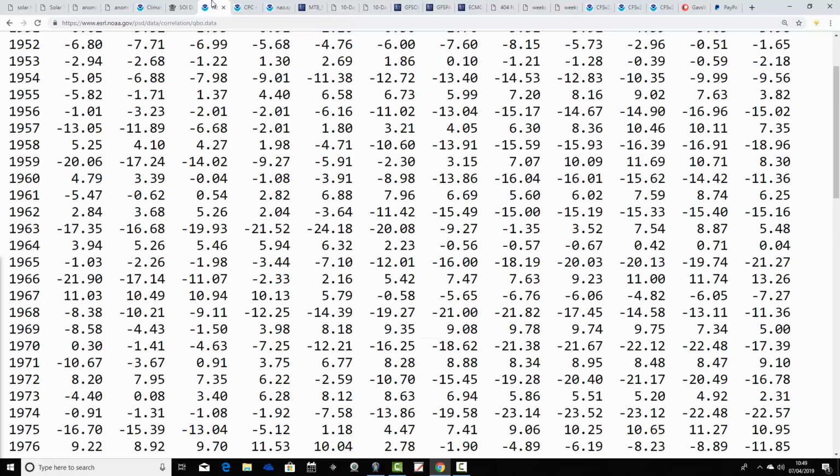QBO next, the quasi-biennial oscillation, that's been updated for March. So this is from NOAA. It's depicting each individual month's QBO going right way back to the 1950s. When you've got a negative number, you're in an easterly QBO. When you've got a positive number, you are in a westerly QBO. This is primarily something that we use for winter forecasting.